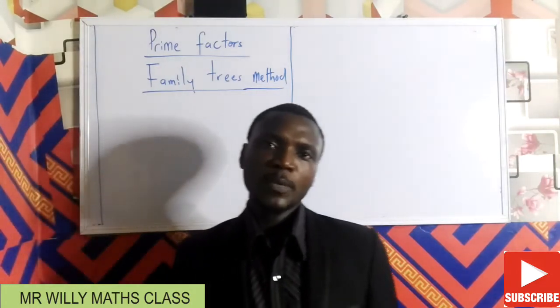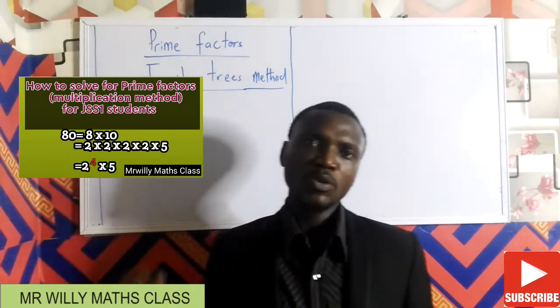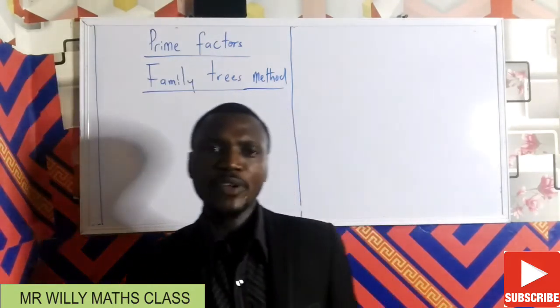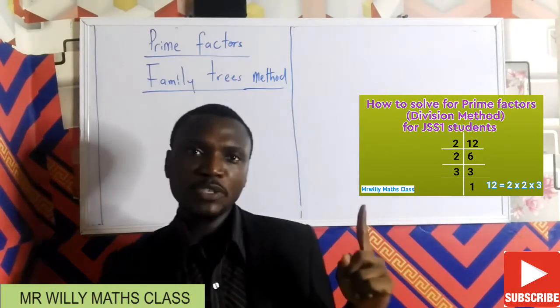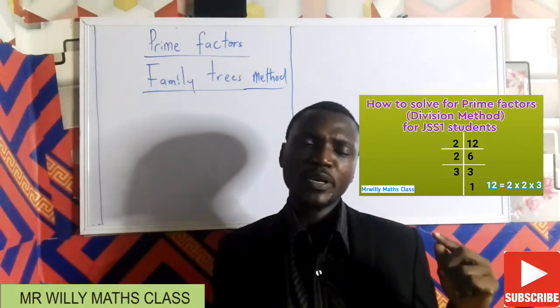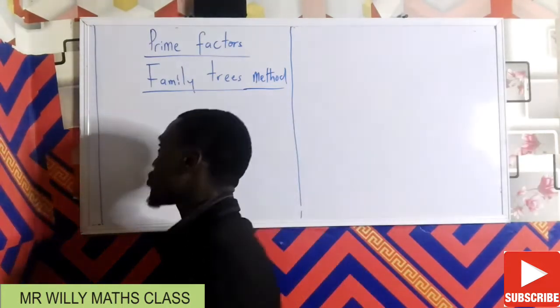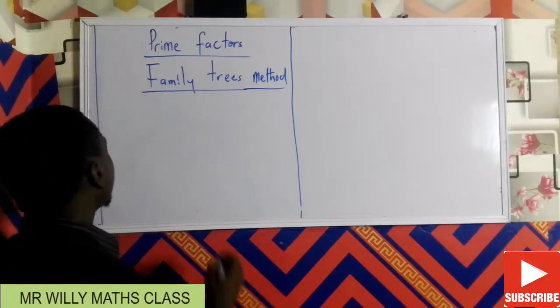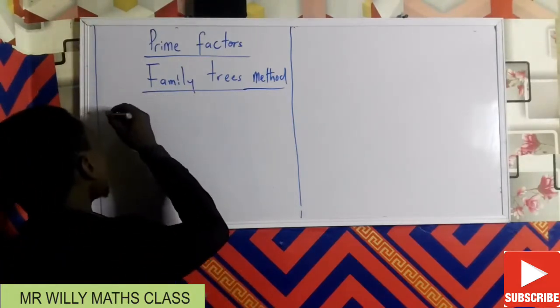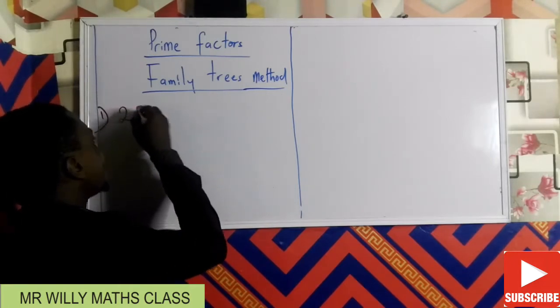As for the multiplication method, you can watch this video on my channel to see how to use the multiplication method to find the prime factors of a number, or you can watch this video on my channel to see how to use the division method to solve for the prime factors of a number. So today, using the family tree, we are going to solve for the prime factors of the following numbers. Let's assume that you are asked to look for the prime factors of 28 using a family tree.